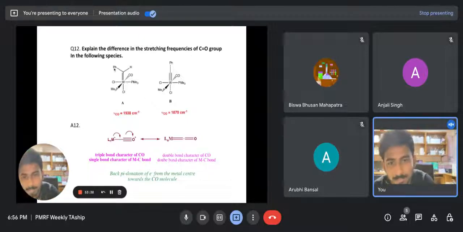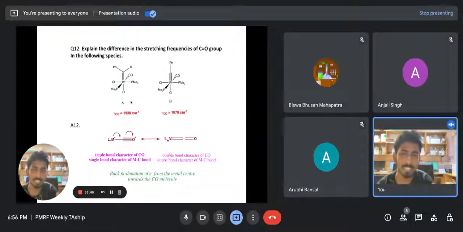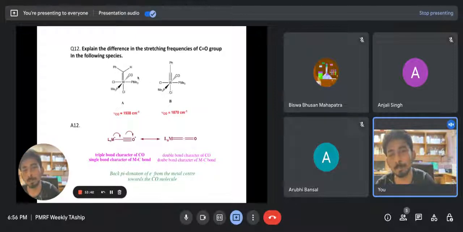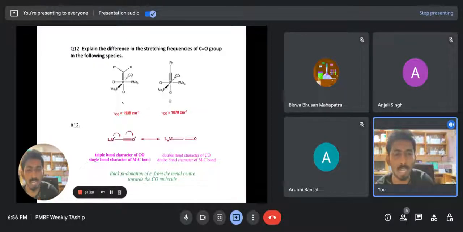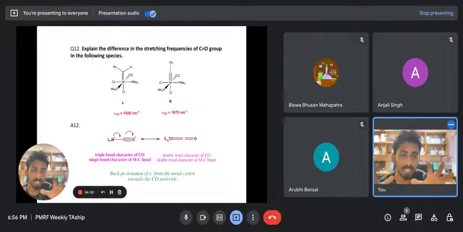But in the case of these, the carbenes are less electron pushing on the metal. So in this case the electron density on the metal center is not as much as in case B, so it will push electrons to the CO less. That's why in this case the ν CO remains high. So the more back pi donation from the metal center, the more the electron density on the metal, the less will be the bond strength of the CO.